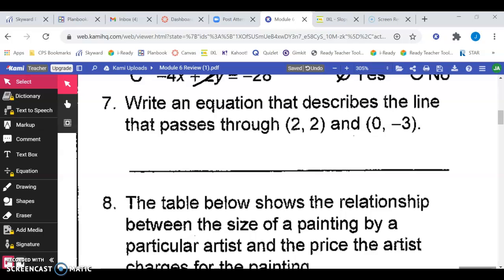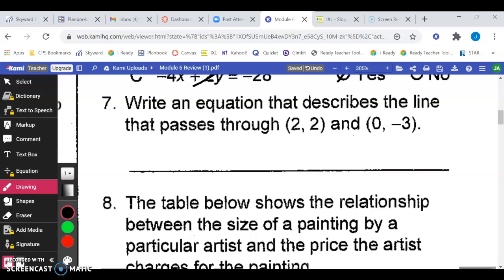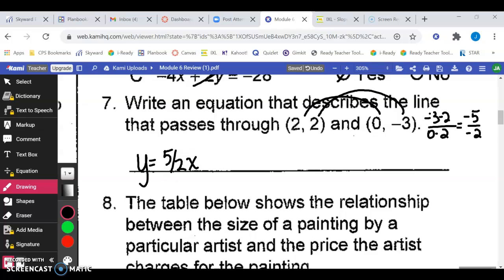So we have to find the slope first. So remember y2 minus y1, so we got -3 minus 2 over 0 minus 2, the x2 minus x1. So we have -5 over -2, which two negatives cancel out, make a positive. So far we know y equals 5 over 2x.